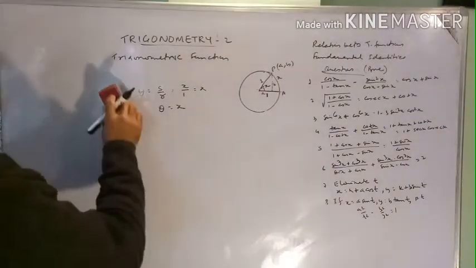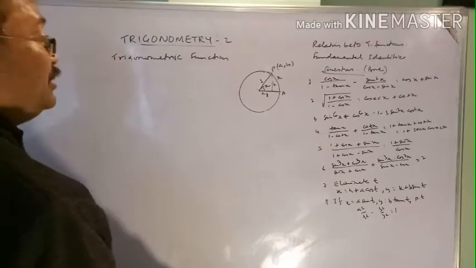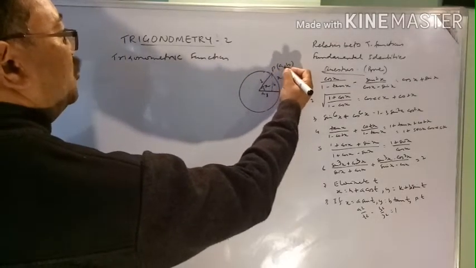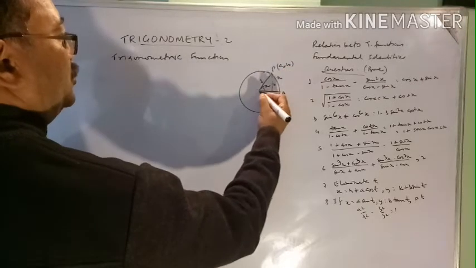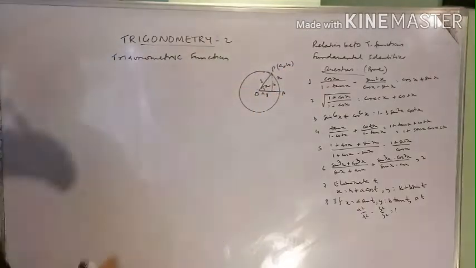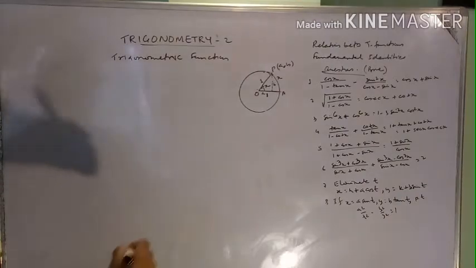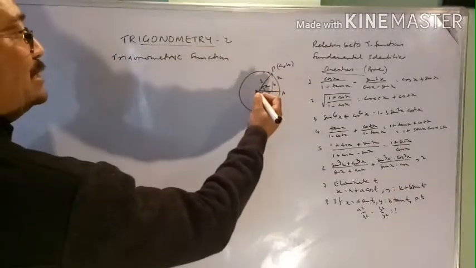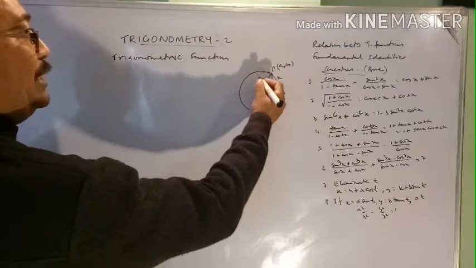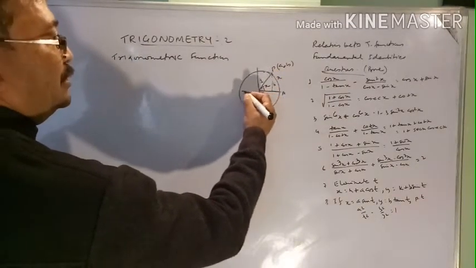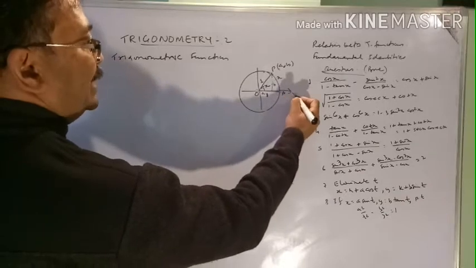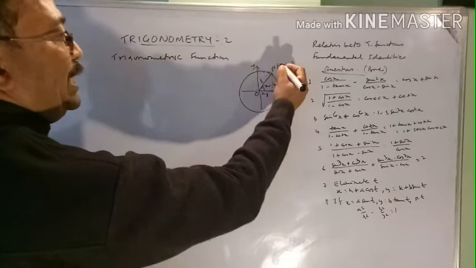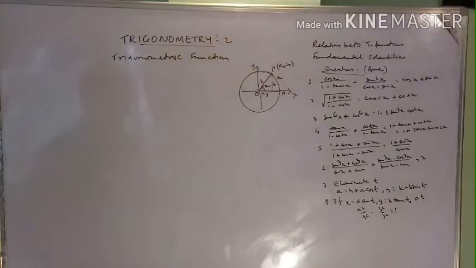All right, now suppose the point P here, the arc length AP is x, and the point P has coordinates (a, b). Suppose O is the center. If you take the x axis and y axis, and O is the origin, then OA is along the x axis, and this is the y axis. So (a, b) are the coordinates of P.